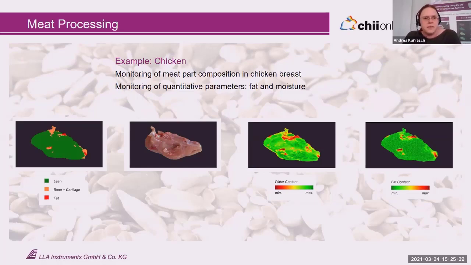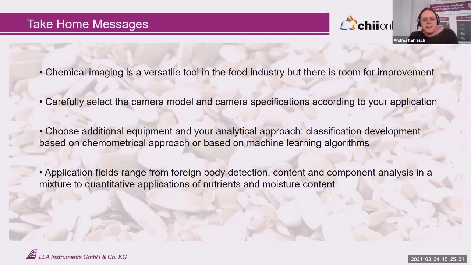So I want to end my short presentation with some take-home messages for you. One, chemical imaging is versatile in the food industry, but there is still room for improvement. A lot of applications are thought of, but the food industry is very conservative and should be more daring to try new things.